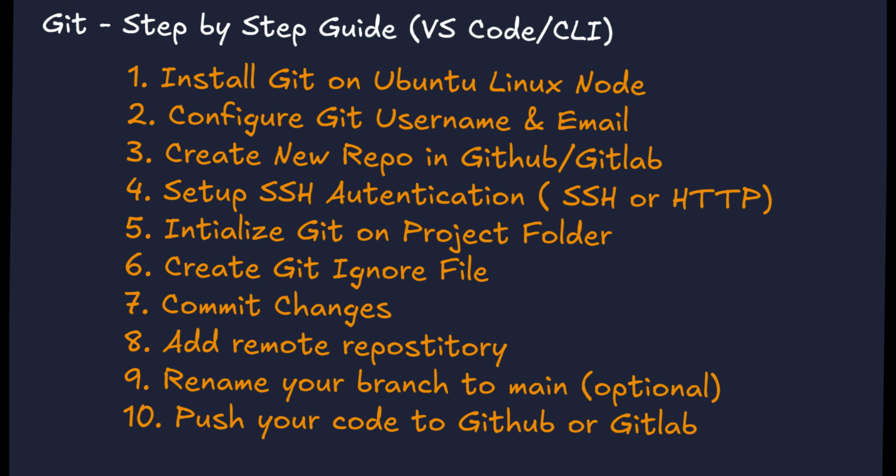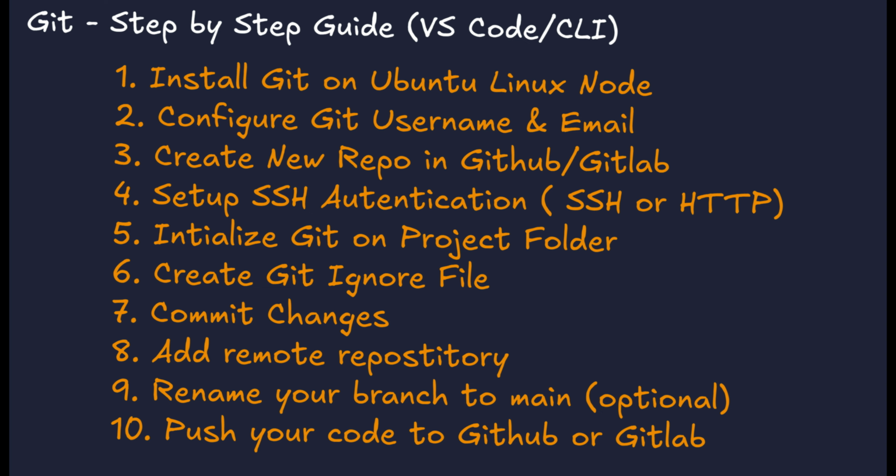Now we will move to the next phase of our video where we are going to see how to set up Git. In layman's terms, Git is like a save button in your project that remembers every change you make. It helps you go back if something breaks and lets you work with others without messing things up. It also keeps your work safe and backed up so you don't lose anything.